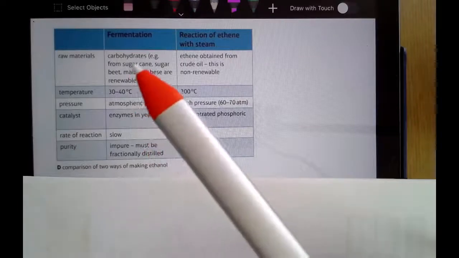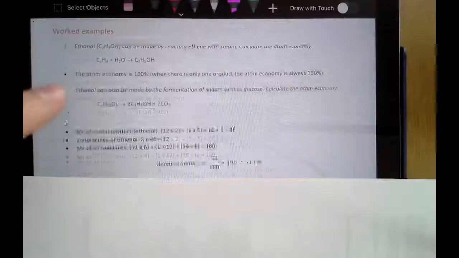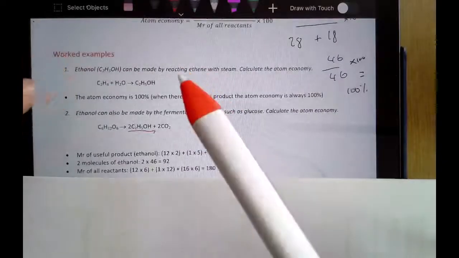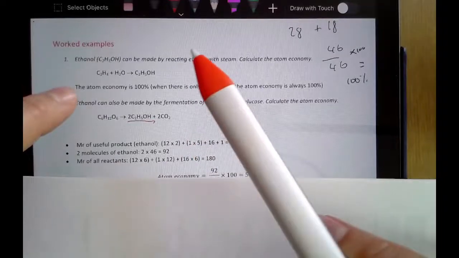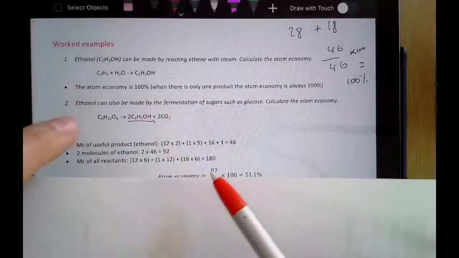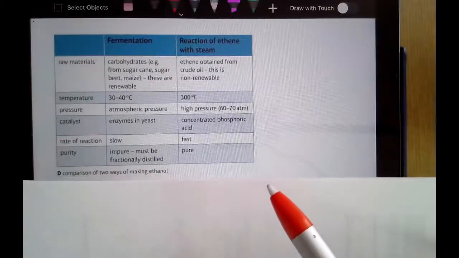So you've got fermentation and you've got the reaction of ethene with steam, both of which we looked at up here. Remember, this was your reaction of ethene and steam, and this was your fermentation. So this reaction was 100% atom economy, and this one was 51.1. But again, it's not just atom economy that you are considering.